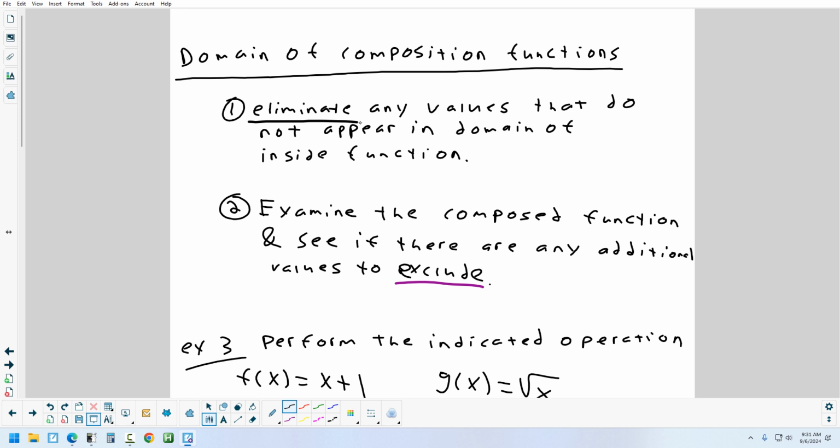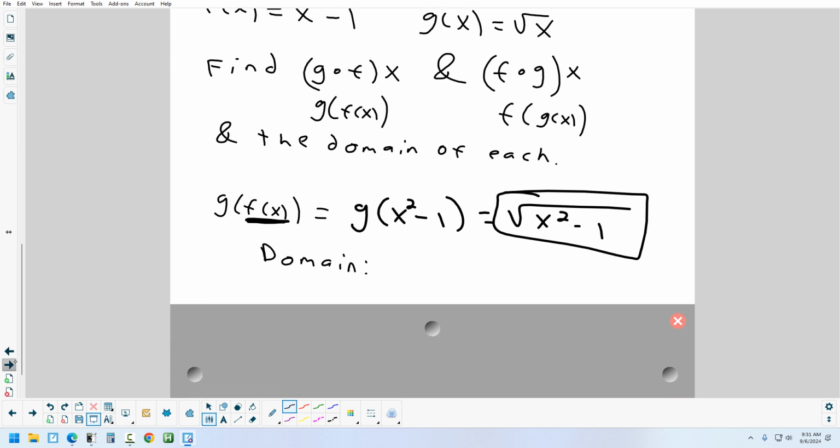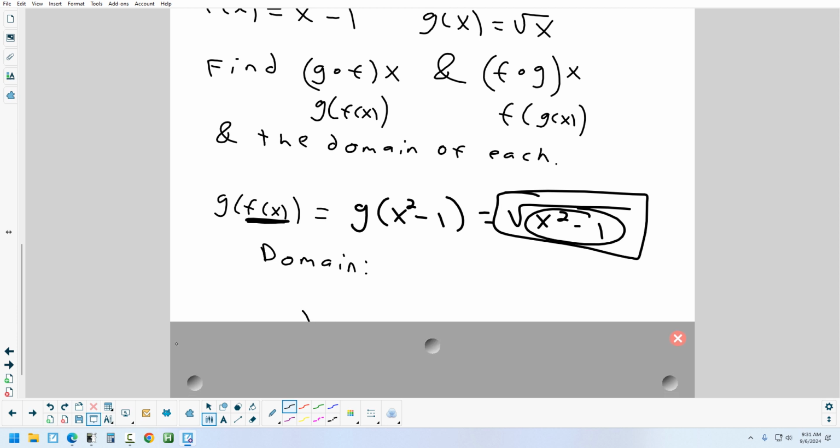Okay, look at the final answer. Does the final answer have a fraction with a variable in the bottom? No. Does it have a square root in it? Yes. And so we do need to be careful then. What do we want to make sure that x squared minus 1 always comes out to? Positive number. Positive or 0. So we need x squared minus 1 to always come out 0 or higher.